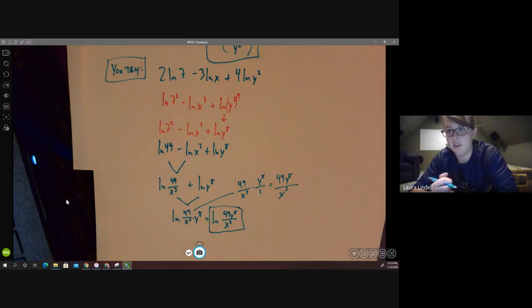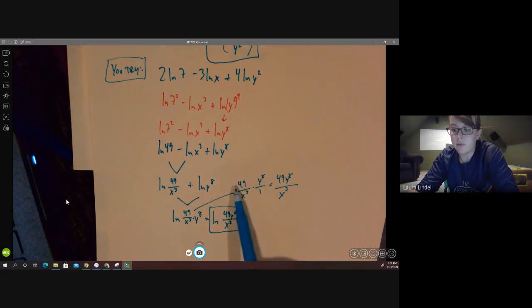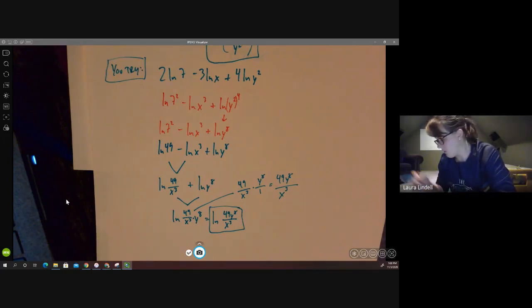All right, so if you finished, you should end up with natural log of 49 y to the 8th over x to the 3rd. And the reason for that being when you go to add these ones, when you're multiplying 49 over x to the 3rd times y to the 8th, that's like multiplying by y to the 8th over 1, if you want to think of it that way. So when you multiply fractions, you multiply straight across, and this is what you get. Okay.